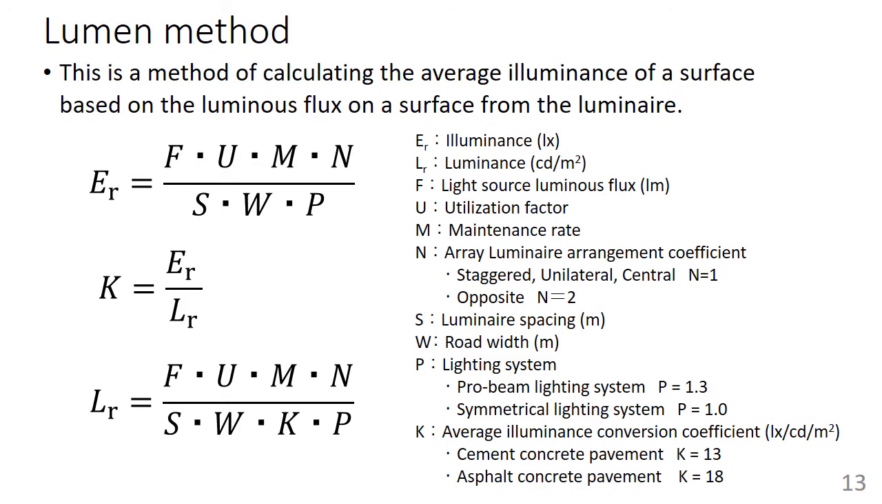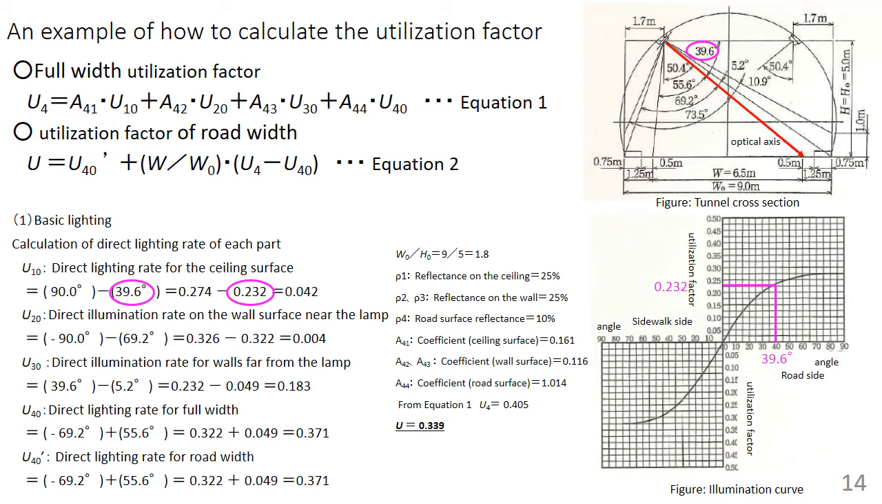This section explains how to calculate the lumen method. The lumen method is a method of calculating the average illuminance of a surface based on the luminous flux on a surface from the luminaire. Illuminance is calculated using this formula. Luminance is calculated using the average illuminance conversion coefficient defined by each road surface type. The utilization factor is calculated using the formula shown on the slide.